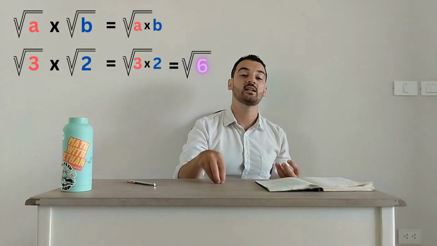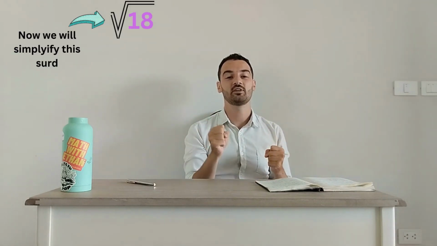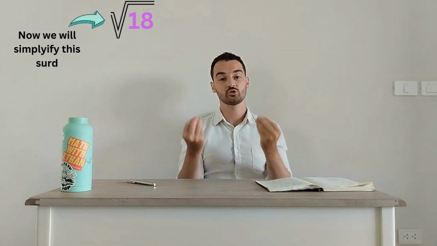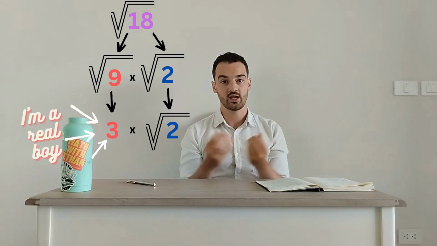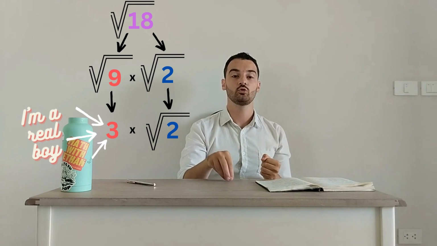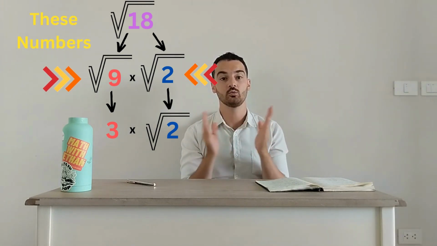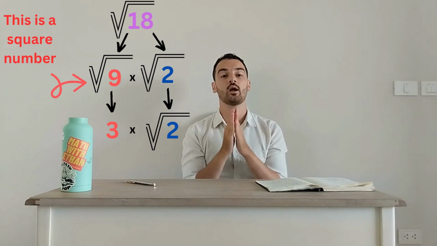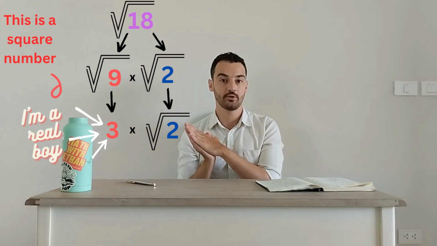Now we use this technique to simplify surds, and simplifying surds means making the numbers smaller and making the numbers real, okay? So how we do this is we find two things that multiply together to make the number in the surd, and we make sure that one of them is a square number so we can then turn it into a real number. Alright?